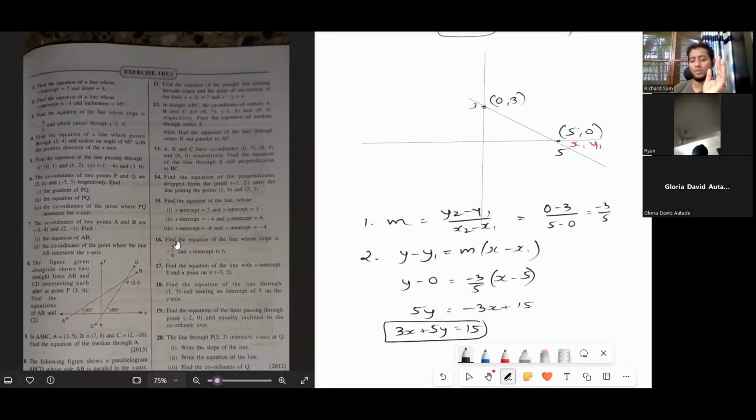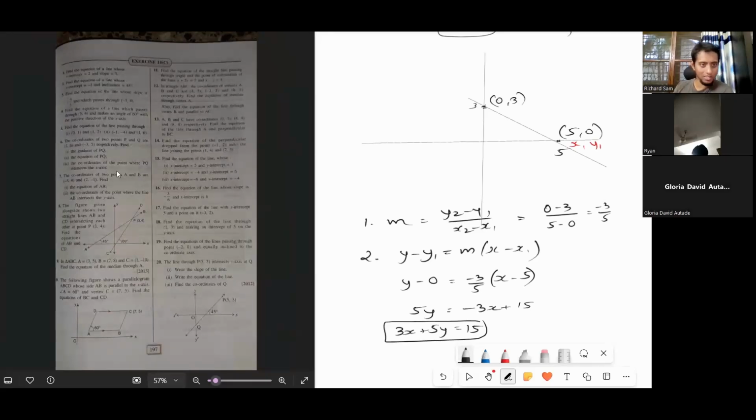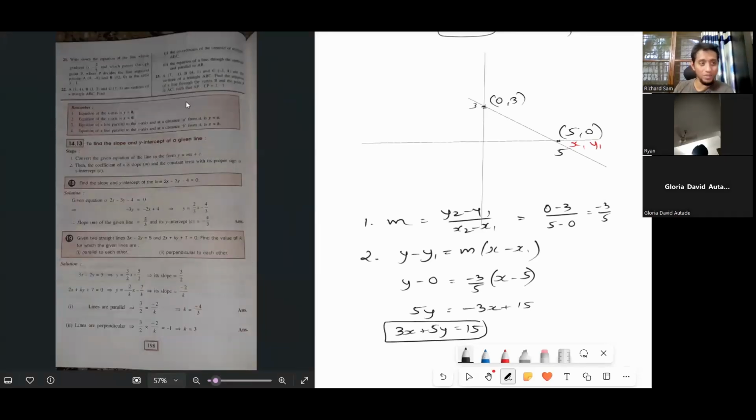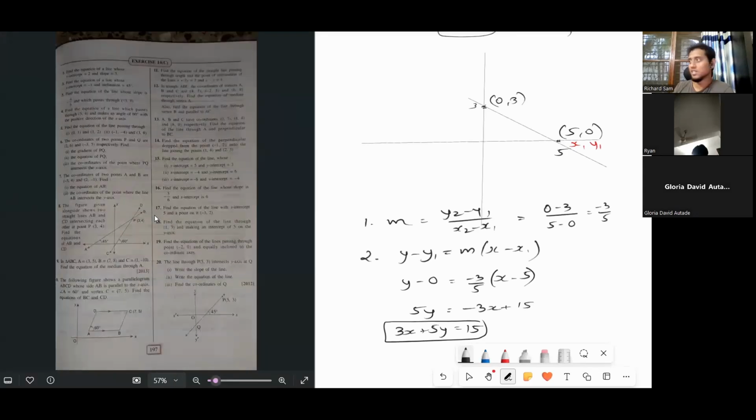In this exercise you will see questions based on whatever you studied before also, like parallel lines and perpendicular lines. Try out as many questions as you can from this exercise. There are a lot of questions here, 25 questions, 23 in my book. In your book, how many questions do you have? 22 questions. At least 10 to 15 questions you should be able to solve from this.